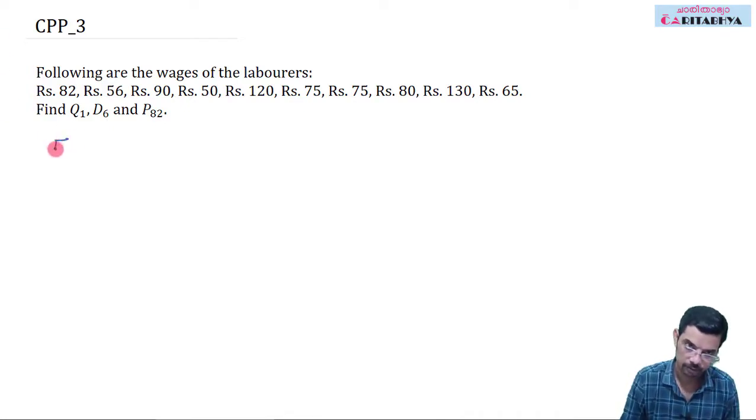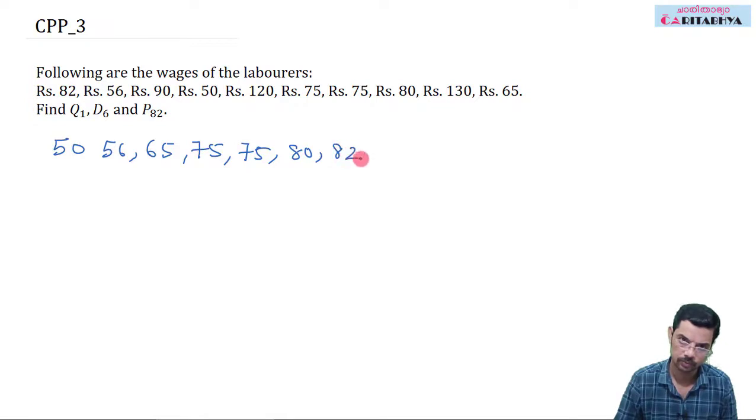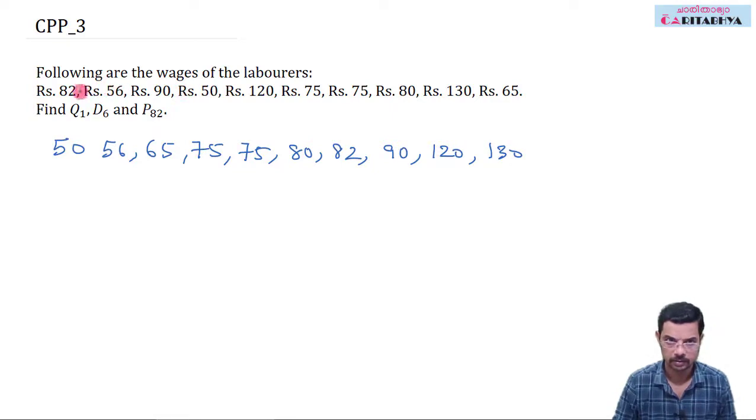Okay. So the values are 50, then we have 56, then 65, then 75, then again 75, then we have 80, and then 82, then 90, then 120, then 130. It is 1, 2, 3, 4, 5, 6, 7, 8, 9, 10.